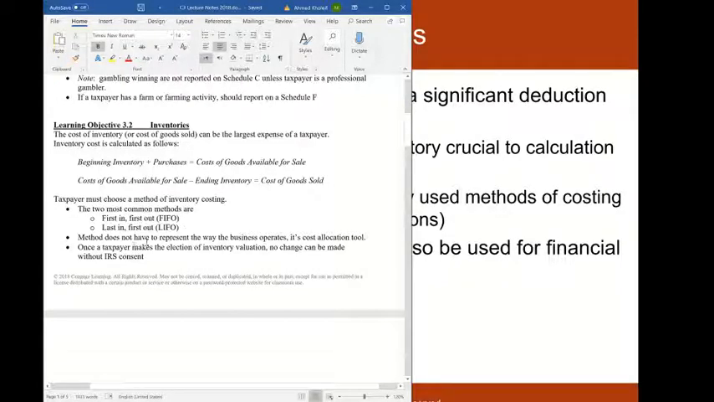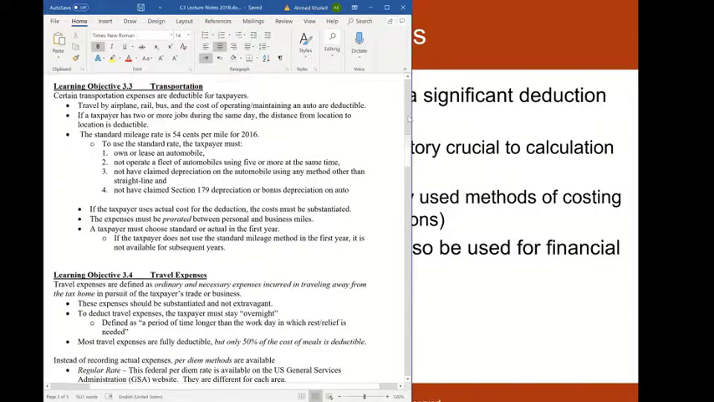And FIFO and LIFO again, the method doesn't have to represent the way your business operates. It is a cost allocation tool, so it is just for allocating the cost of inventory purchases between the items that are mainly sold and the items that are still in the warehouse. Once the taxpayer makes the election, FIFO or LIFO, no change can be made without IRS consent, which is the tax authority in the USA.